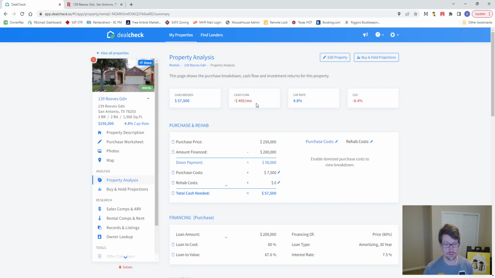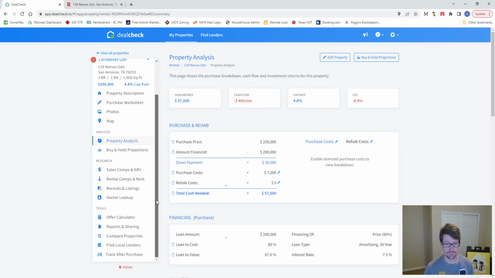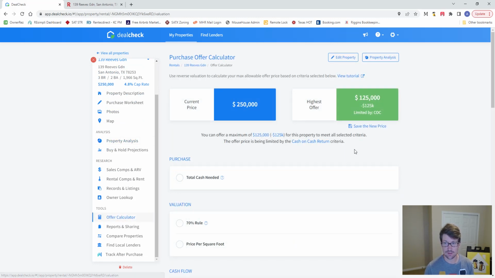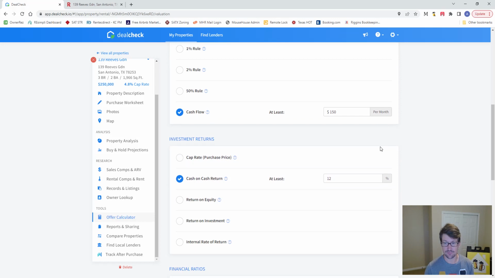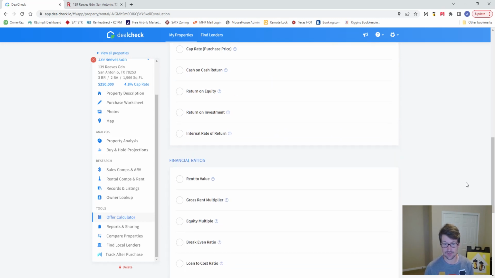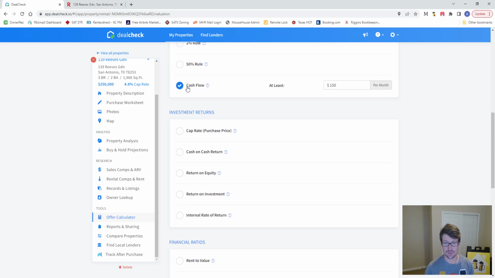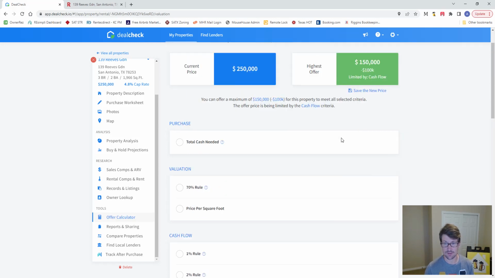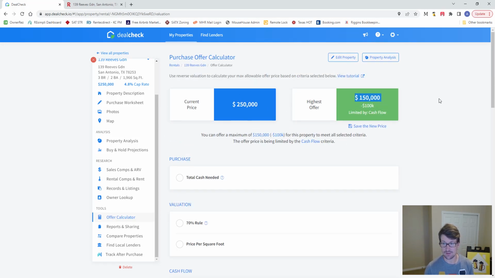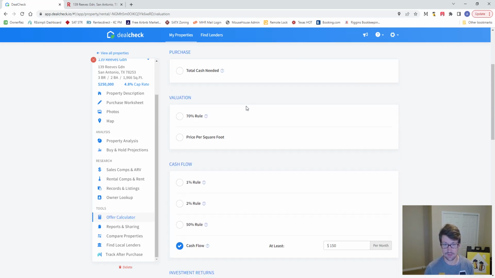That's terrible, obviously. One of the things I like about this particular tool is this offer calculator, where you can put in certain parameters to say, I want a certain cash flow, or a certain cash on cash, or something along those lines. So if I say I want to make 150 bucks a month, it tells me my best offer is 150K. That's 100K less than what they said they're willing to take.